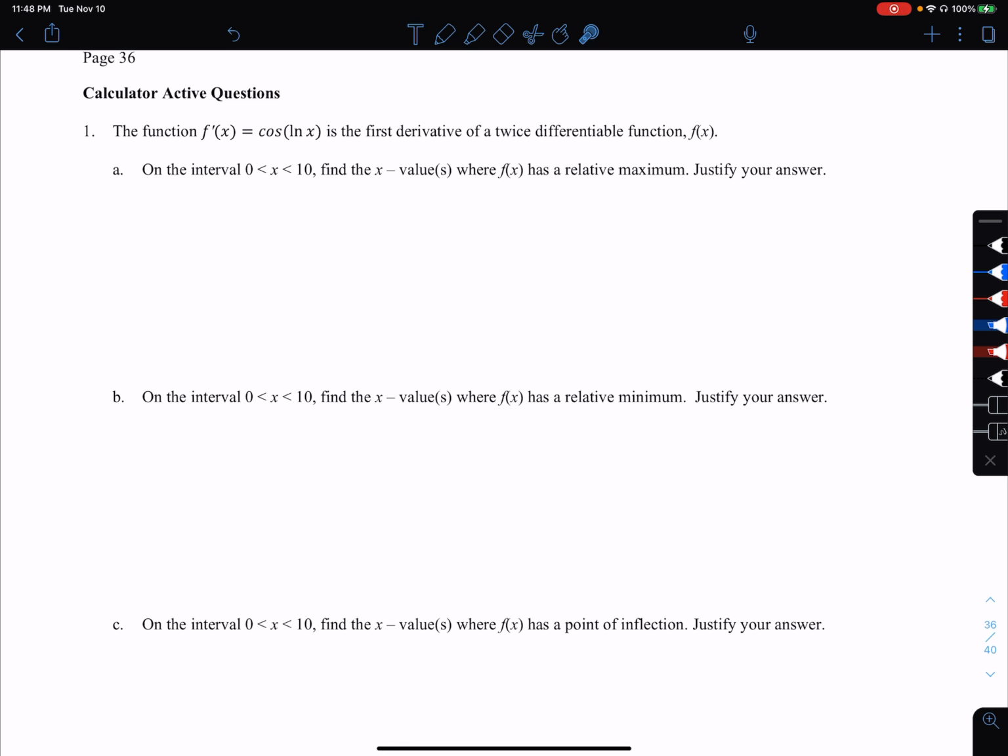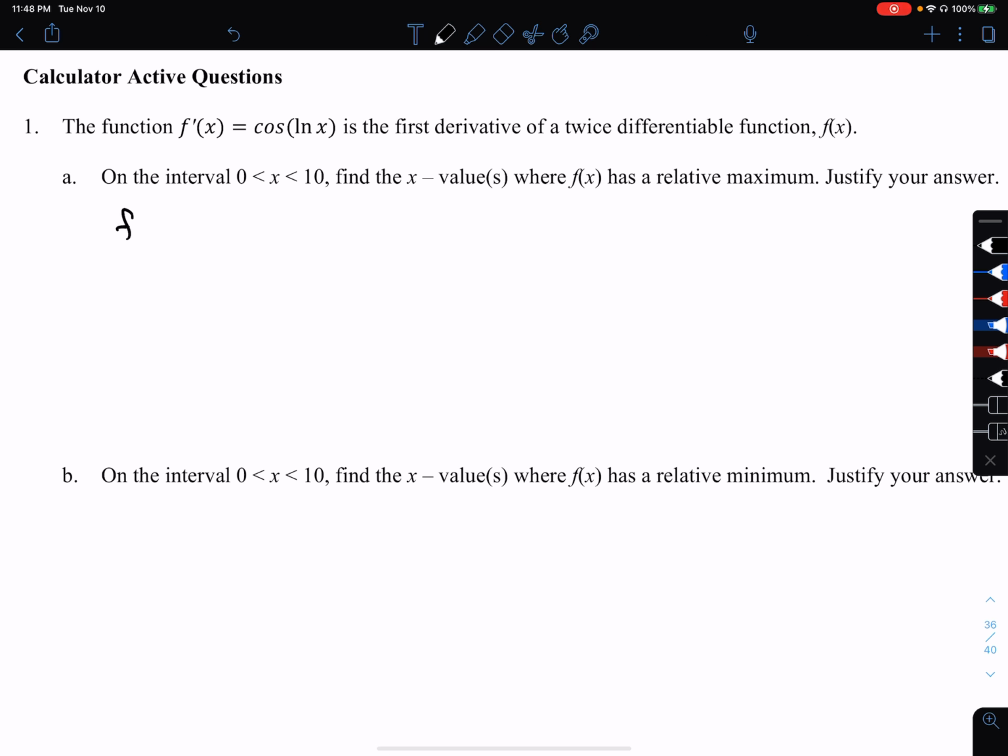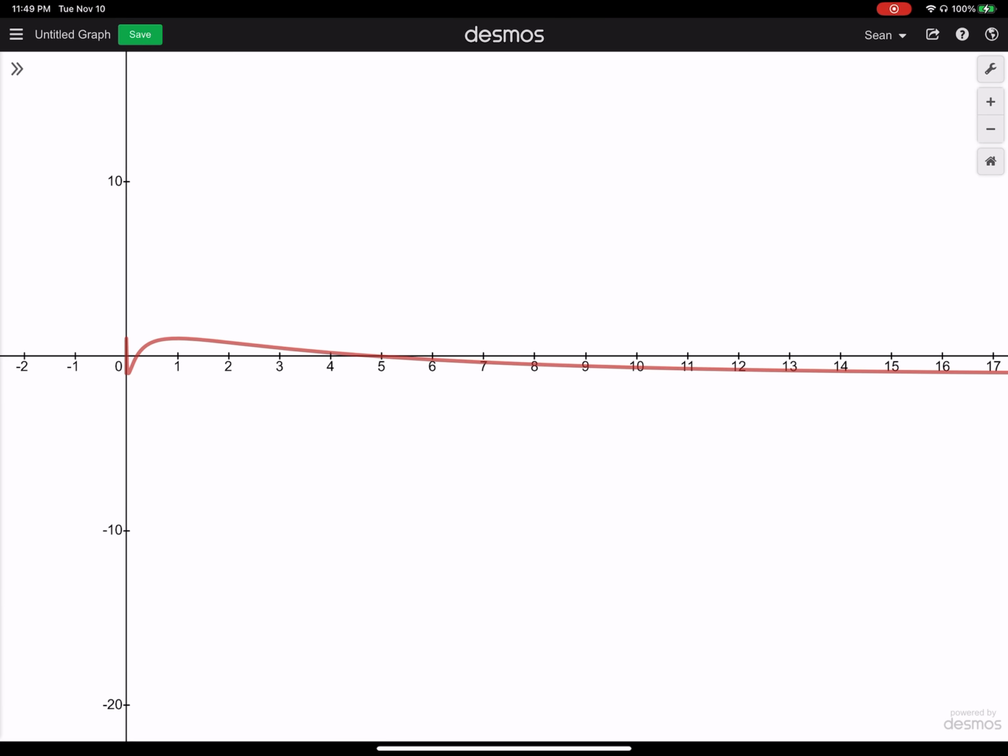On the interval from 0 to 10, so when we graph it, set your window from 0 to 10, find the x values where f has a relative maximum. Justify your answer. Well, let me tell you what we're looking for, and this is our justification. We want to know, where does f prime change from positive to negative? If we can figure out where it changes from positive to negative, that's going to tell us when f has relative maximums.